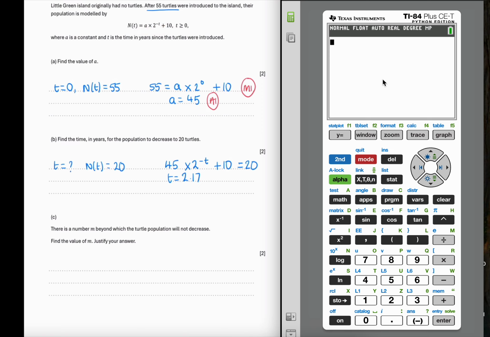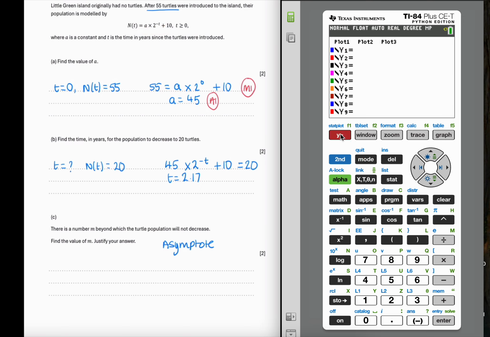And then the last part, part C, there is a number m beyond which the turtle population will not decrease. So essentially here, it's asking us for the asymptote. It's saying, where's the asymptote of the graph and what is the maximum or minimum value that it can be?